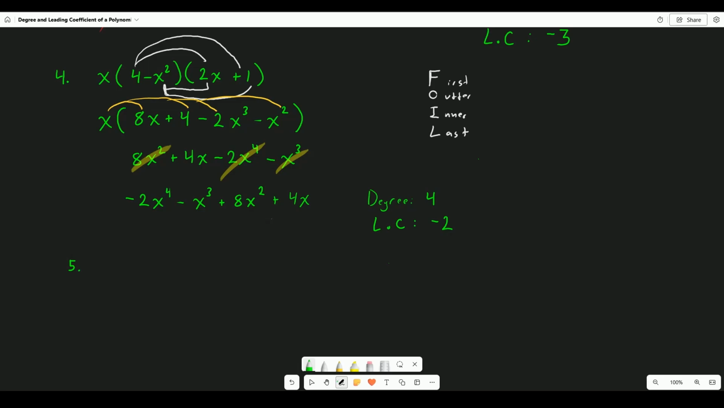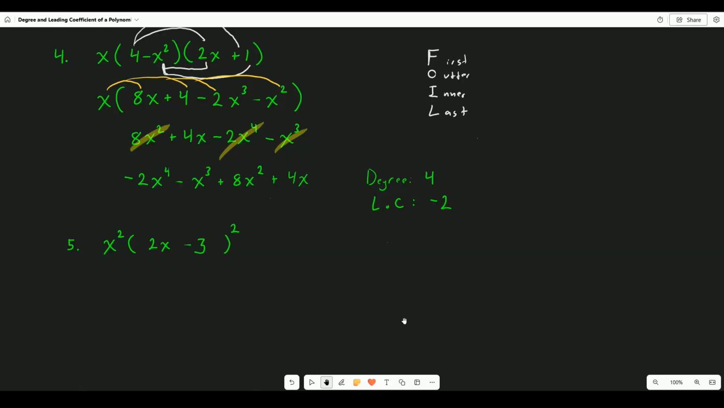Number 5, we have the x squared times the quantity. Inside the quantity I have 2x minus 3, and this quantity happens to be squared. Oh boy. Once you get good at this, you can actually spot what the degree is just by looking at it. Right now, honestly, my suspicion is that it's a degree 4. But I've been doing this for a while, guys, so don't feel bad if you can't spot it right away.